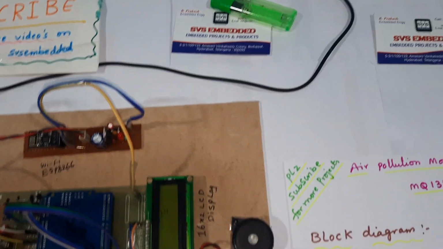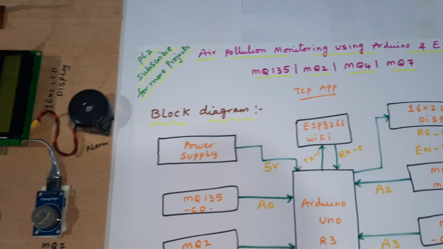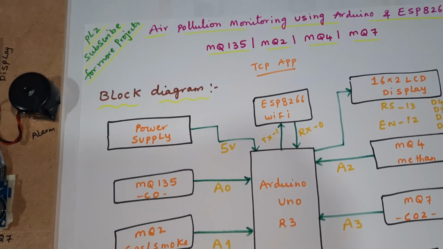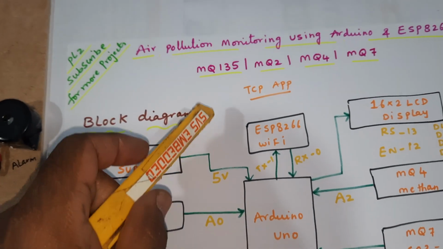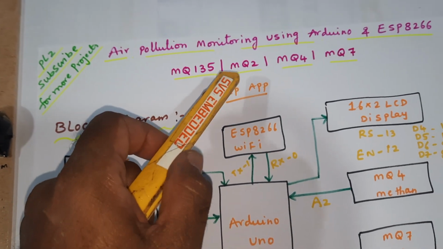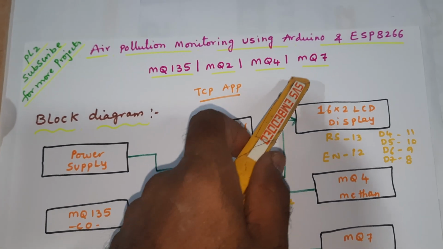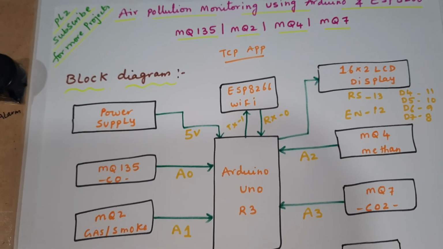The project title is Air Pollution Monitoring using Arduino and ESP8266 Wi-Fi module. The sensors are the MQ135 air quality sensor, the MQ2 gas and smoke sensor, the MQ4 methane sensor, and the MQ7 carbon monoxide sensor.